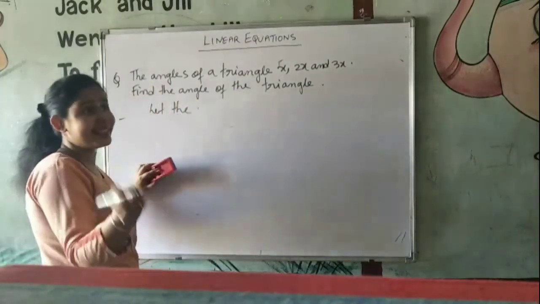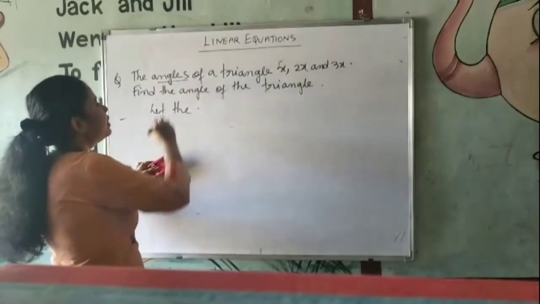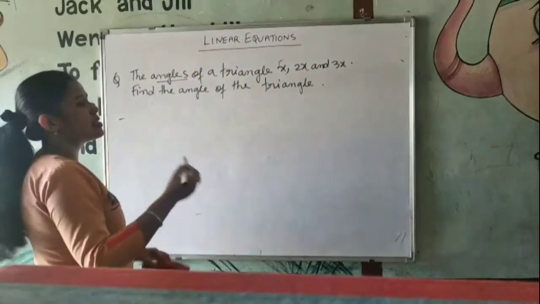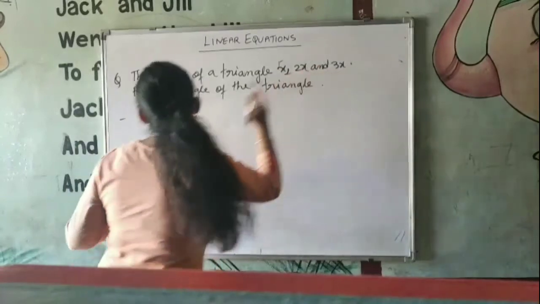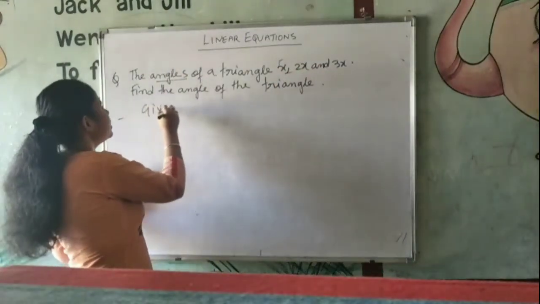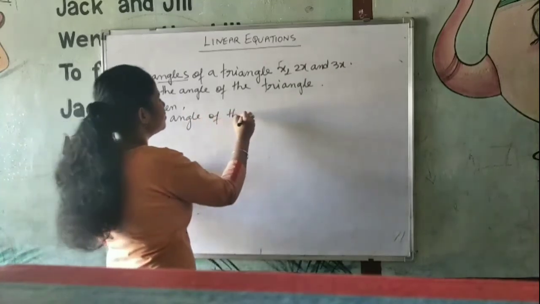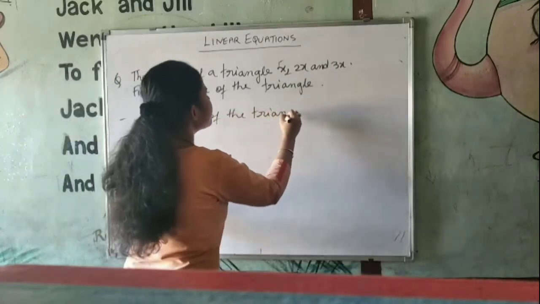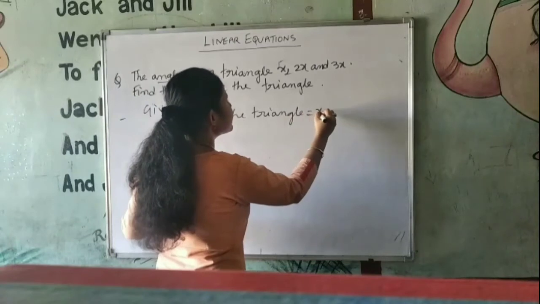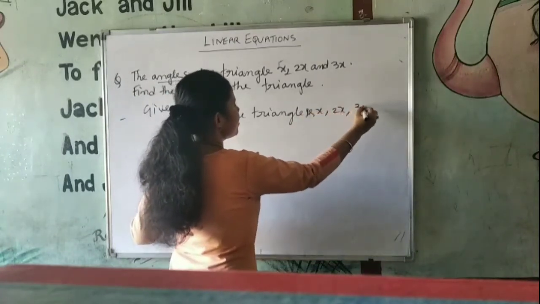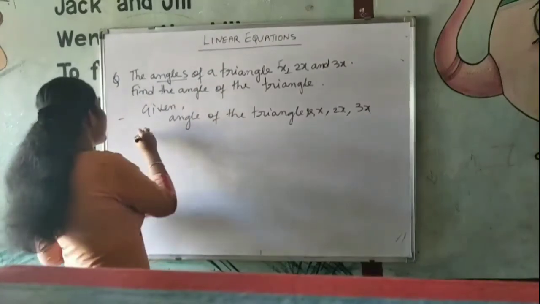You try to take the concept. Here you don't need to consider anything. Already it is given. So what we will write? Given angles of the triangle are x, twice x and thrice x. So we know what?